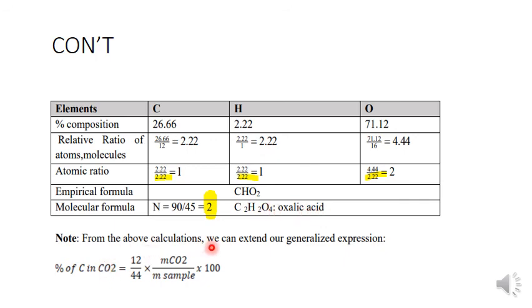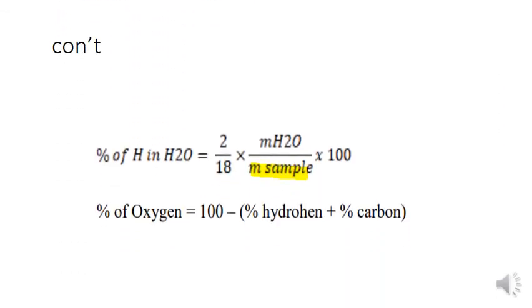From the above calculation, we can extend our generalization expression like this. How to calculate the percentage of carbon in carbon dioxide: take the molar mass of carbon over the molar mass of carbon dioxide, times the mass of carbon dioxide over the mass of sample, times 100. This is the general formula when you have mass. It is also the general formula for hydrogen in water. For oxygen, we take 100 minus the percentage of hydrogen and carbon.